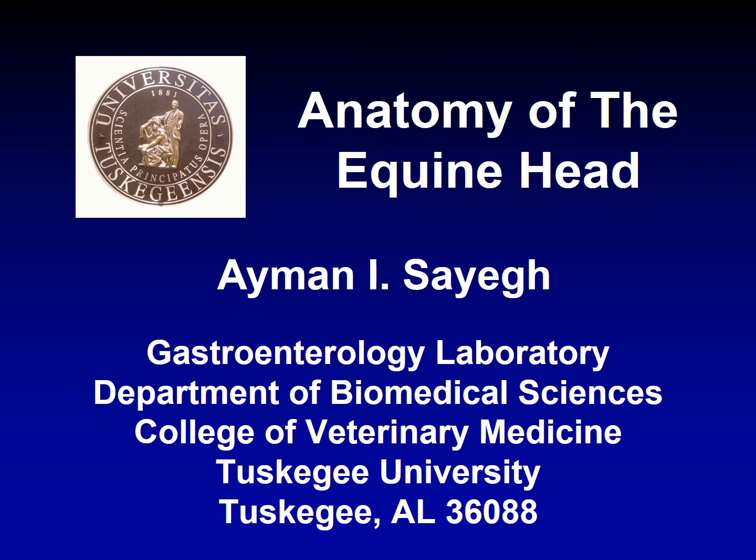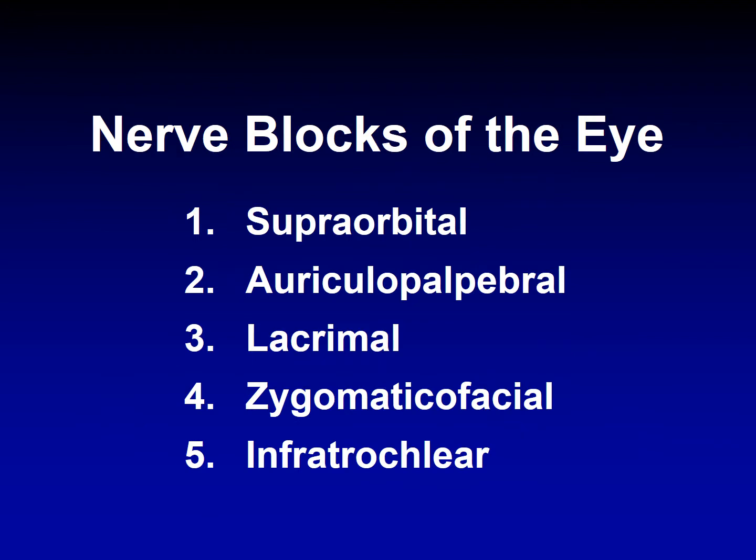Today, I will be talking about the five nerve blocks around the eye. So we've talked last time about the nerve blocks on the face. Today, we will talk about the nerve blocks of the eye. And there are five nerve blocks in the eye or around the eye: supraorbital nerve block, auriculopalpebral nerve block, lacrimal nerve block, zygomaticofacial nerve block, and infratrochlear nerve block.